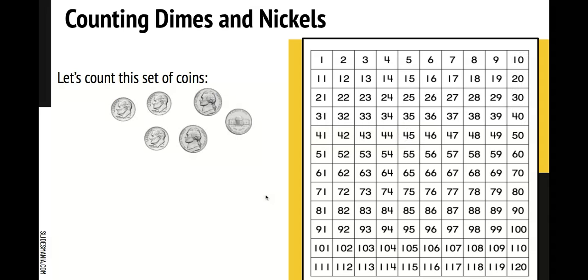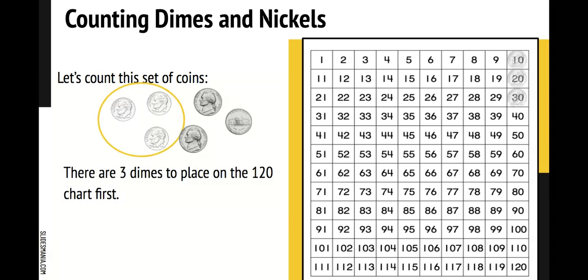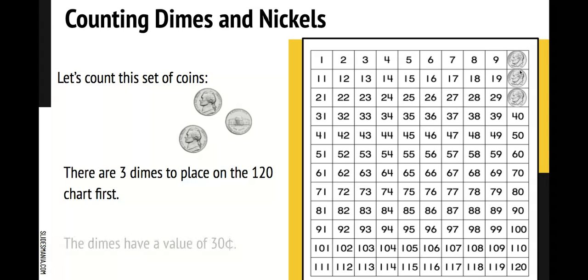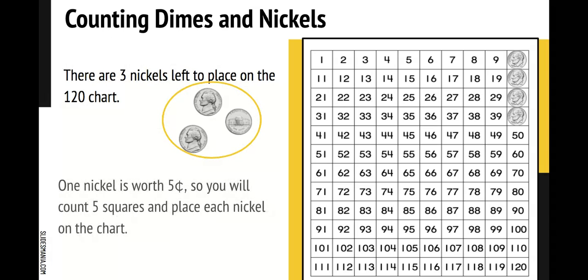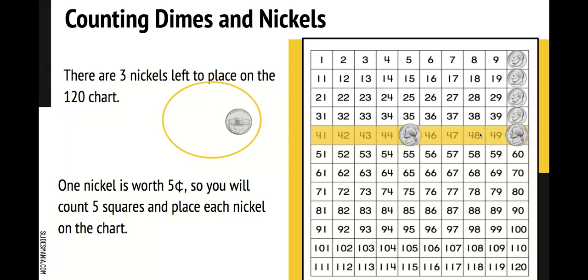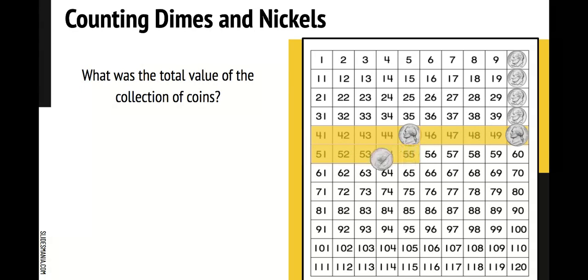Now let's count this set of coins. So I see 1, 2, 3 dimes, and I see 1, 2, 3 nickels. So I'm going to place our dimes since that's our greater value coin. So there's our dimes, 10, 20, and 30. So I have 30 cents so far. Now I'm going to add my nickels. Each one is worth 5 cents. So 5 squares, place a nickel. 5 more squares, place a nickel. And 5 more squares, place that nickel. And now the total value is 55 cents.